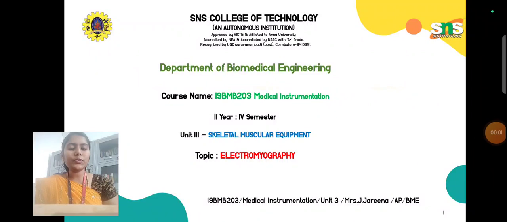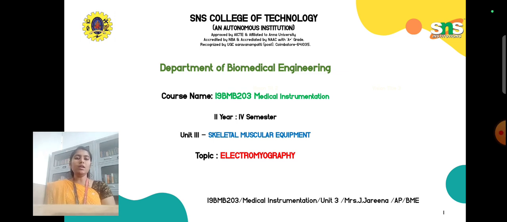Hi everyone. In today's class, we are going to discuss the most important topic in Unit 3, that is electromyography. In the last class, we discussed electroencephalography and electrocardiography. Similar to that, in this class, we are going to deal with one of the basic as well as major equipment, that is electromyography.